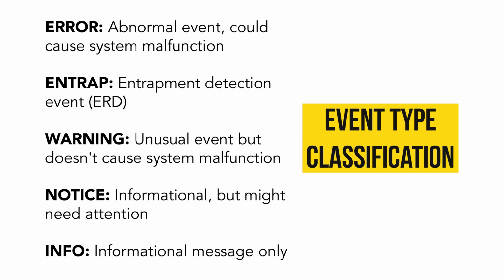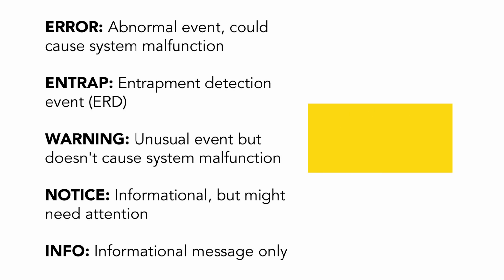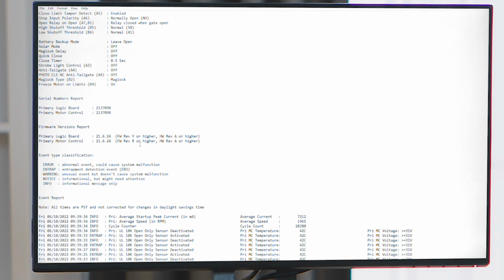Warning, signifies an unusual event that doesn't cause system malfunction, but may be related to power issues triggering the operator's shift to battery backup. Info, provides informational messages, including regular open commands, loop commands, or aiding in diagnosing gate behavior. Now that we have reviewed the event type classifications, let's look at an example of an event report.